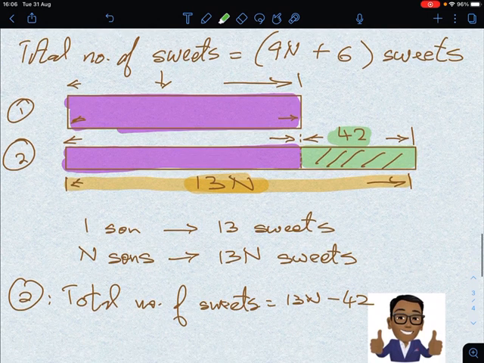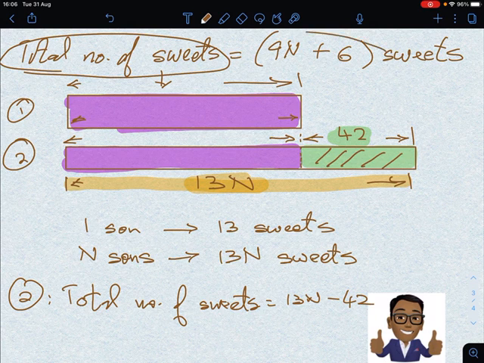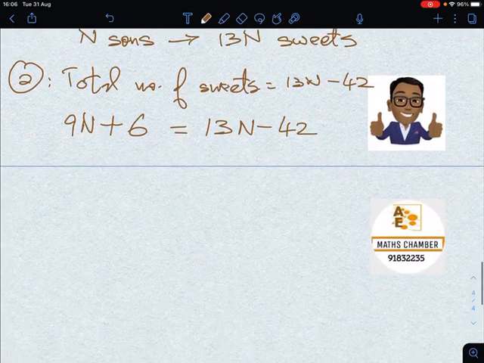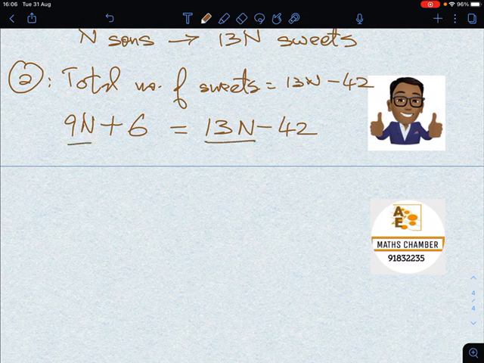Alright, that means we can combine these two. The total number of sweets, 9n plus 6, will be equal to 13n minus 42. They are equal, they are the same, right? So this one you have to do in algebraic form. Now, how are we going to handle this? We just have to look. The 13n is bigger than the 9n, so obviously the small one goes to the bigger one. Always remember that.